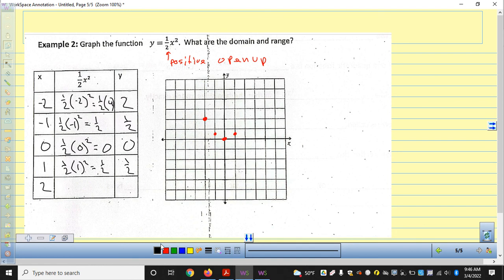Anyone want to guess what we're going to get when we plug in 2? 2. We have this nice symmetry, and we can see that we're starting this reflection here. And if you're not sure, we'd plug 2 in: 1/2 of 4 is 2. So my graph, I'm going to continue it. This is a nice smooth graph, and there would be a graph of that parabola.